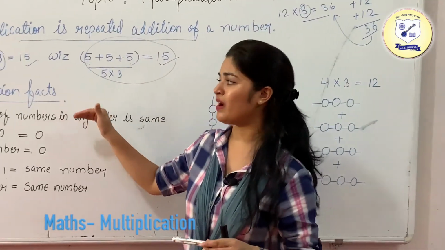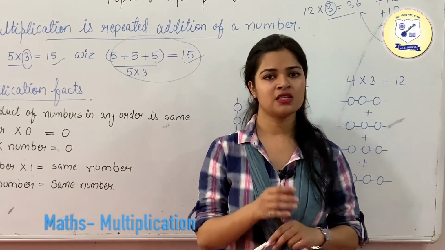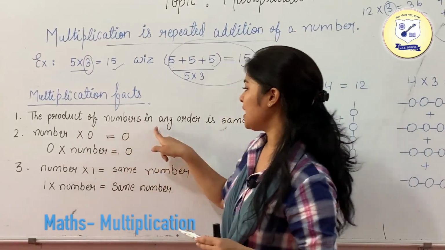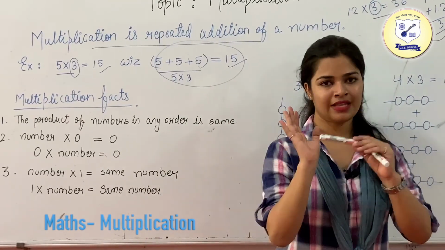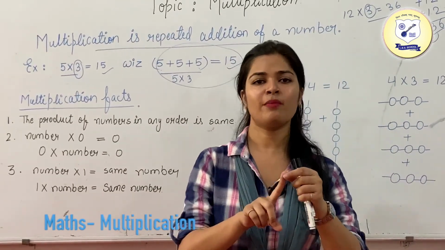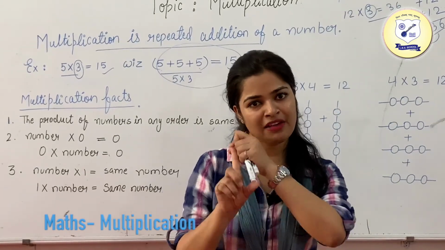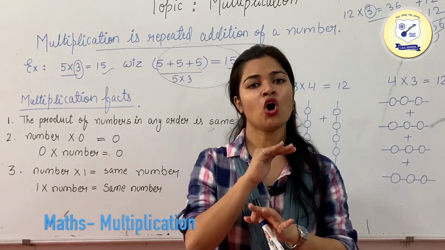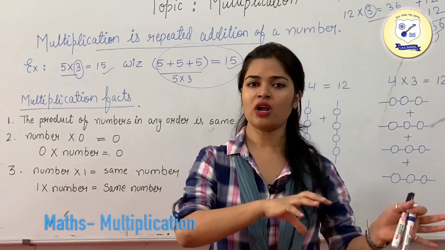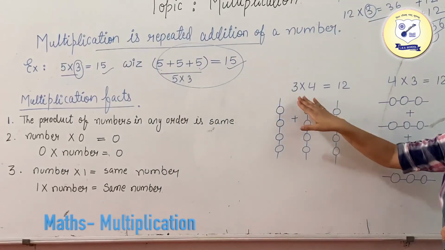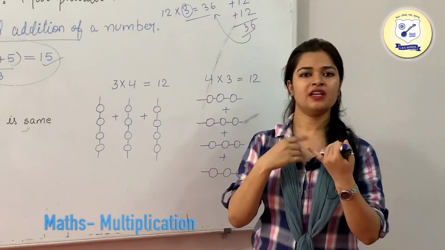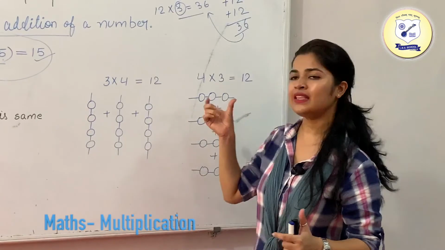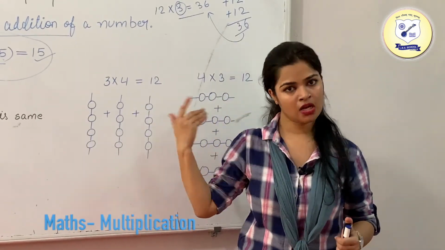We'll now move to the multiplication facts. There are a few facts which should be known to you. First of all, the product of numbers in any order is the same. That means if you are multiplying 3 by 4 or 4 by 3, you will get the same answer. In multiplication, the order does not matter. In the table of 3, we know that 3 4s are 12. Similarly, in the table of 4, 4 3s are also 12.